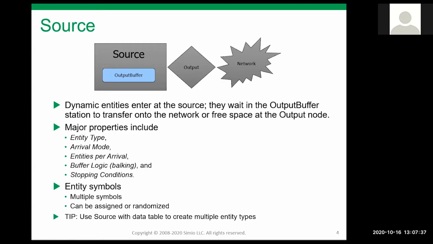There is a lot of automatic capability built into Simio to, for example, block something from leaving the source if it has no place to go. So there's a lot of capabilities already built into that. Some of the properties of the source include the entity type. So what entity am I going to create? And there are provisions to link this together with data tables to allow you to say 10% of the entities I produce are, let's say, low severity patients and 20% are high severity patients, or whatever the domain might be. We also have arrival modes, which I'll go over next. Entities per arrival, buffer logic, the bulking that I just mentioned, and stopping conditions to say, when do I stop creating entities?